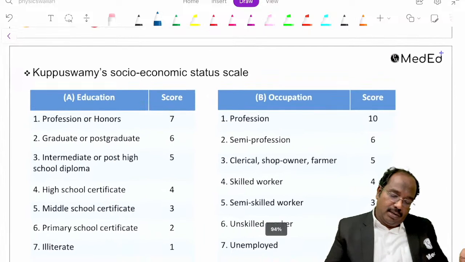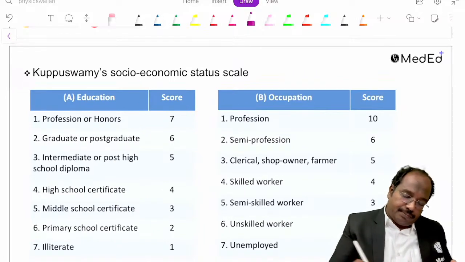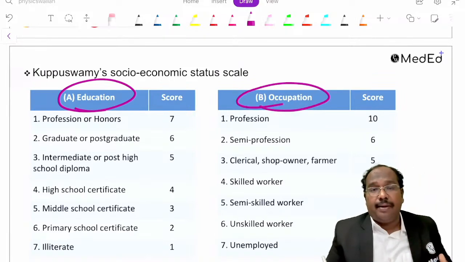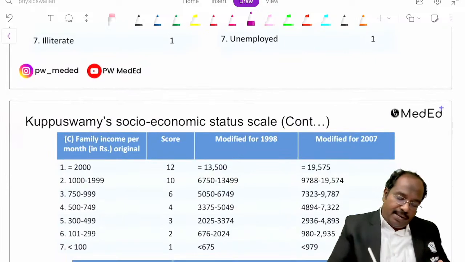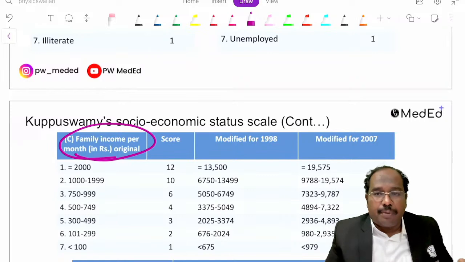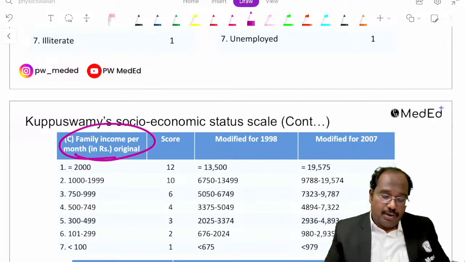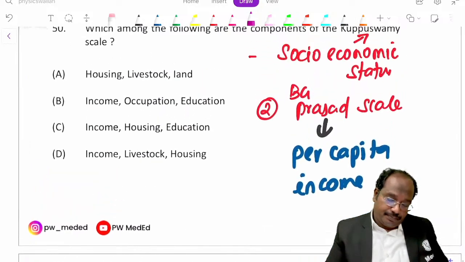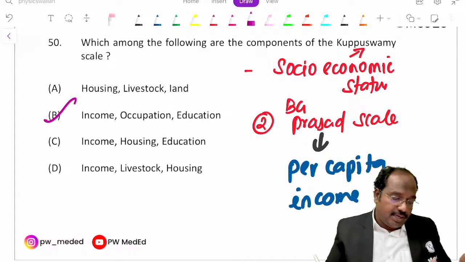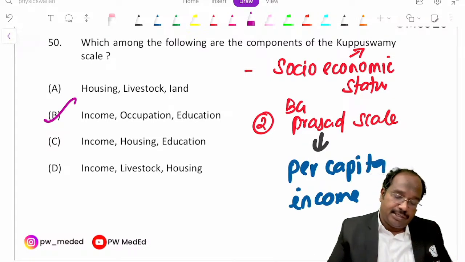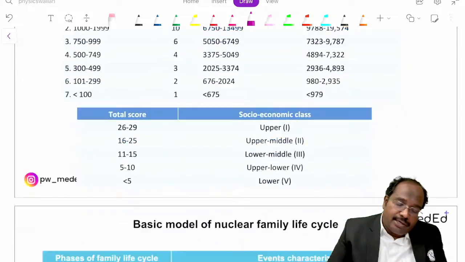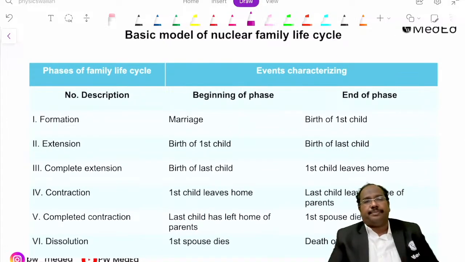For the Kuppuswamy scale, in the table you can see education of the head of the family, occupation of the head of the family, and third, family income. So education, occupation, and family income. So what is the answer? It comes here. Income, occupation, and education: this is the Kuppuswamy scale. The Prasad scale we use in rural areas.